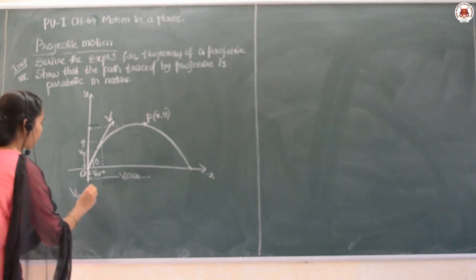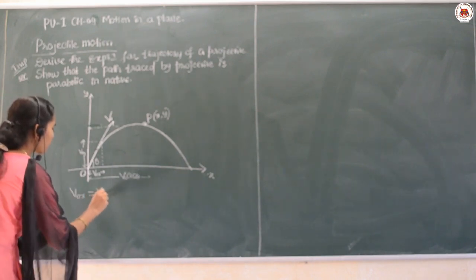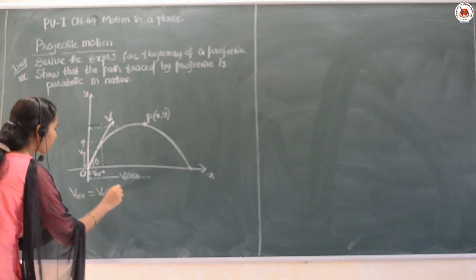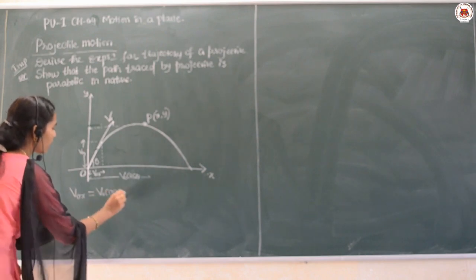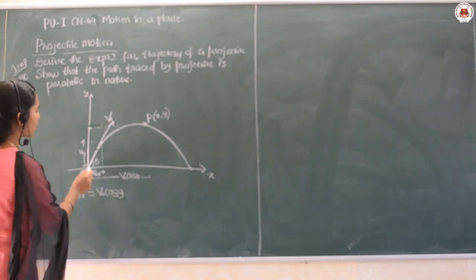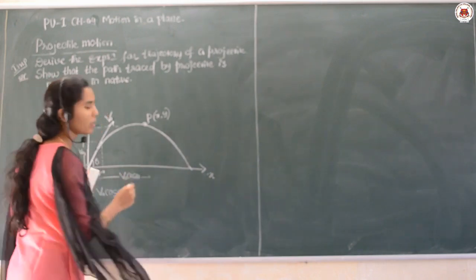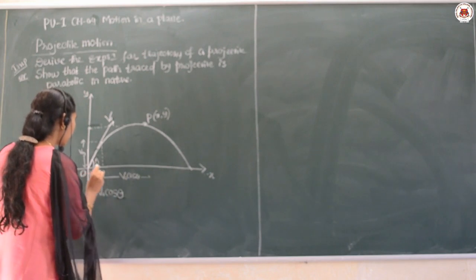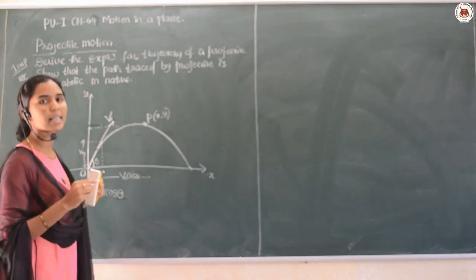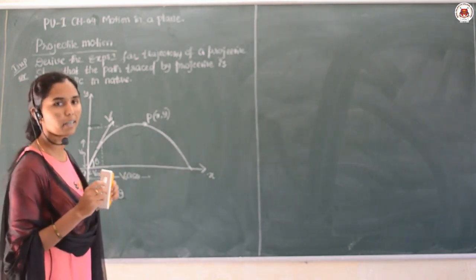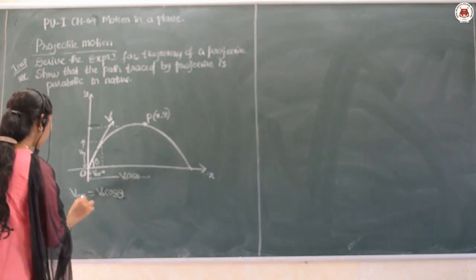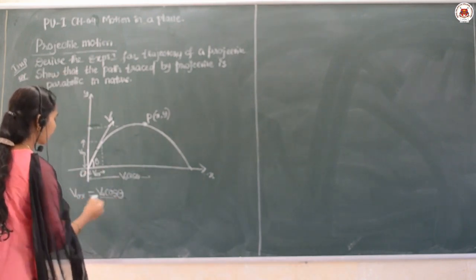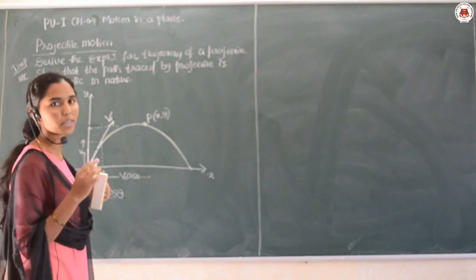is nothing but v0 cos theta, because we know that the horizontal component means this component will be taken. If theta is here, the horizontal is taken as the cosine angle. Therefore, v0x means we consider that as v0 cos theta.